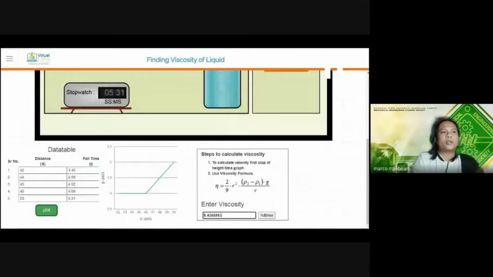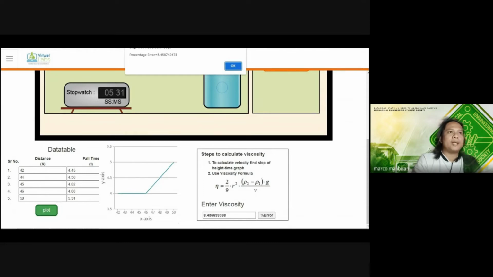To compute the viscosity, the formula is viscosity equals 2 over 9 multiplied by the radius squared times the density of the stone minus the density of the kerosene, multiplied by the gravitational acceleration, divided by the velocity. The calculated viscosity is 8.436699398. And using the virtual lab, we computed the percentage error, which is 5.45874247.